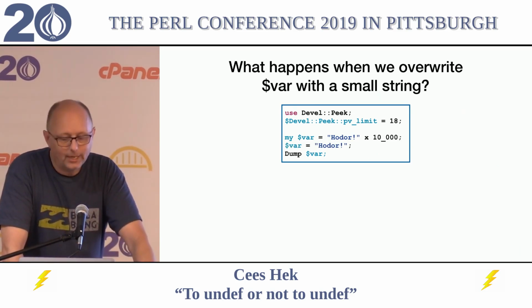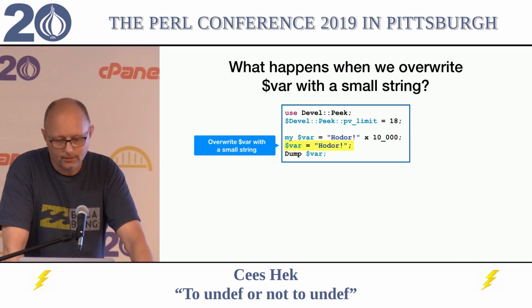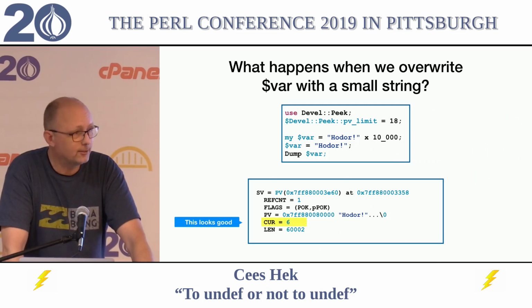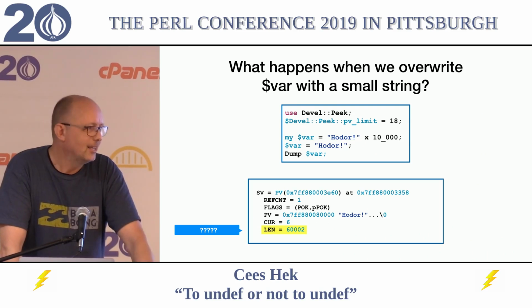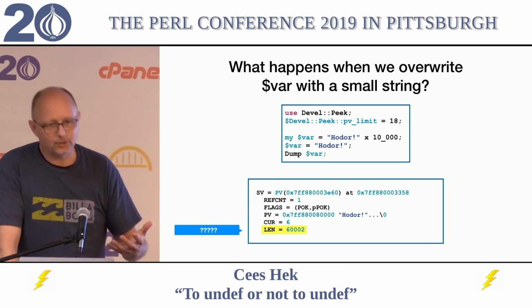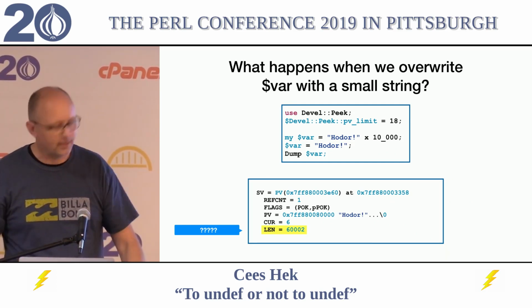So what if we create that large string and then we assign a small string to it? What are we going to get? Well, the length of the string is right, but the number of bytes is still the same. Kind of makes sense because usually when you get a chunk of memory, you can change the values in it, but we're not going to shrink that automatically.